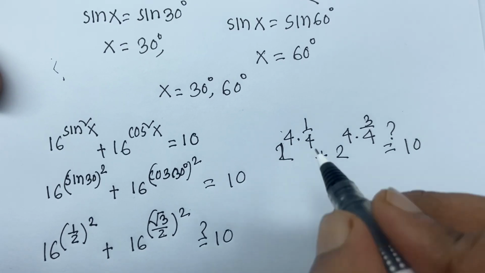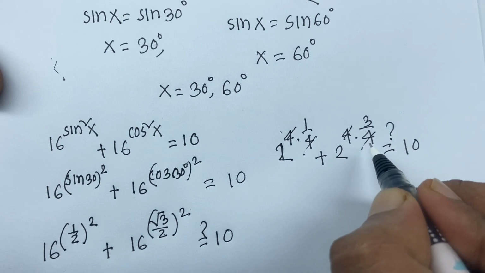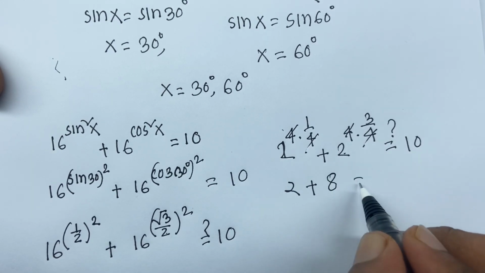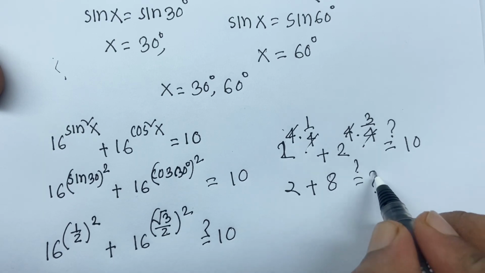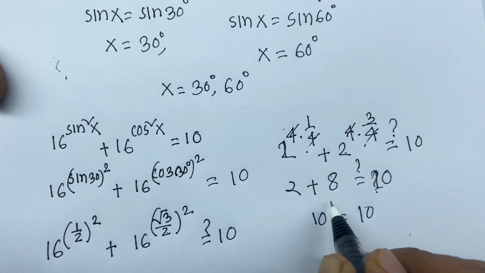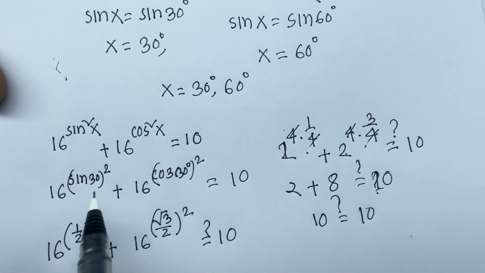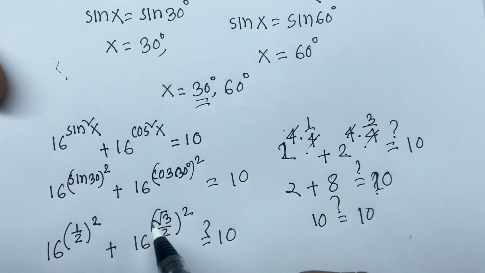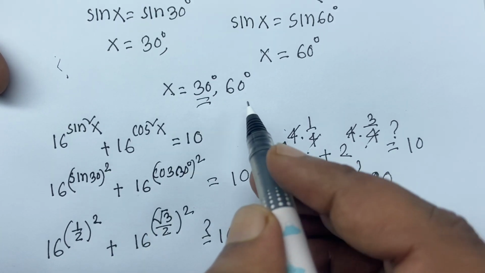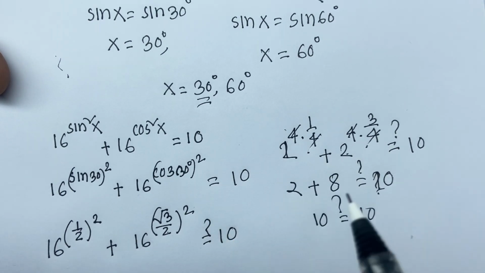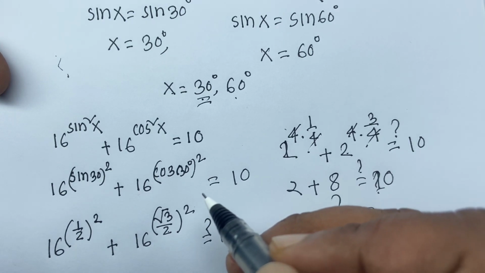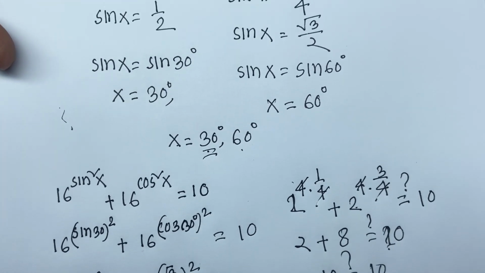Then I can easily see this 4 cancel, this 4 cancel, and we will find out 2 plus 2 to the power 3, it will be 8, is equal to 10. Then I can easily say it will be 10 is equal to 10. So x is equal to 30 degree is our right answer. And again, if you think x is equal to 60 degree, you also find our final answer. So I can say x is equal to 30 degree and 60 degree is the right answer in this math Olympiad question. Thank you all.